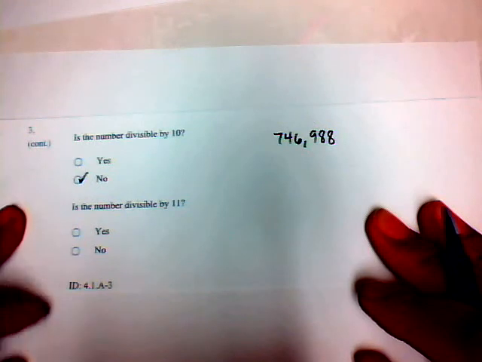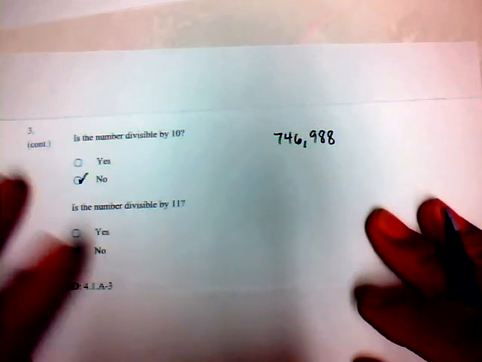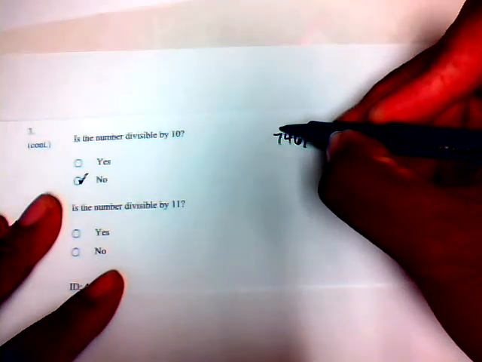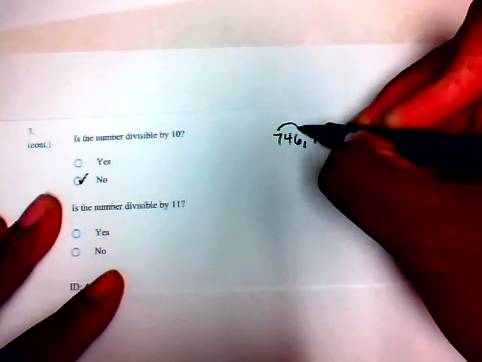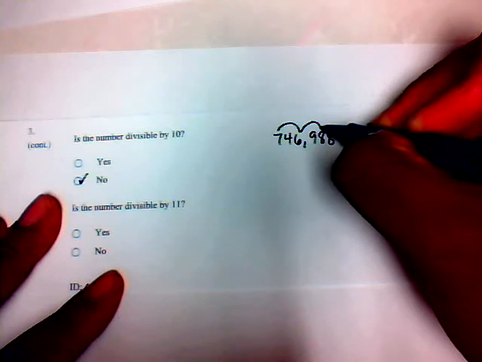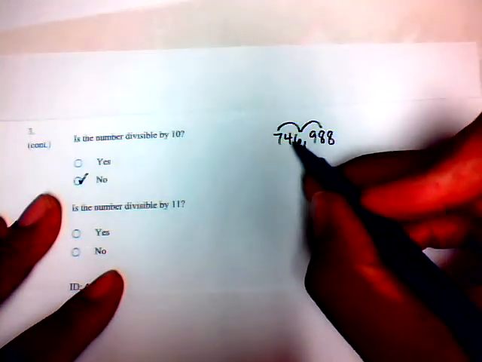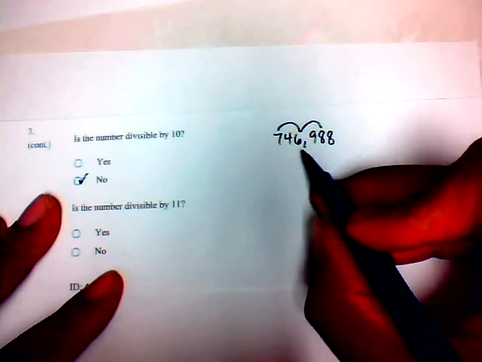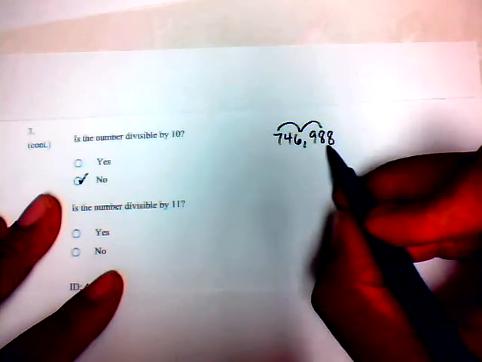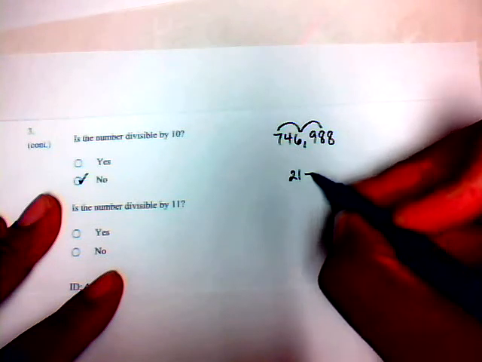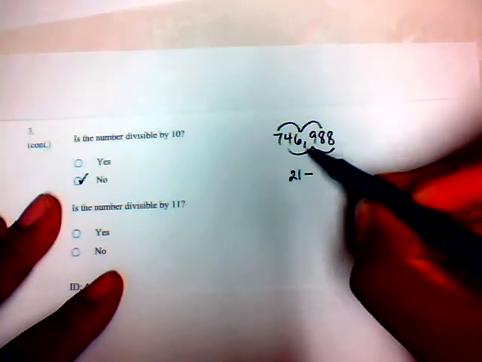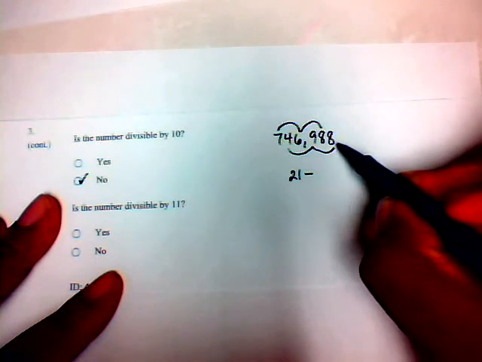And finally, is the number divisible by 11? Okay, so here's the rule for doing this. If I take the sum of each and every other digit in this number, the 7, the 6, and the 9, 7 plus 6, that's 13. And the 8. 7 plus 6 is 13 plus 8 is 21. Then I'm going to subtract from it the sum of the remaining digits, the 4, the 9, and the 8.